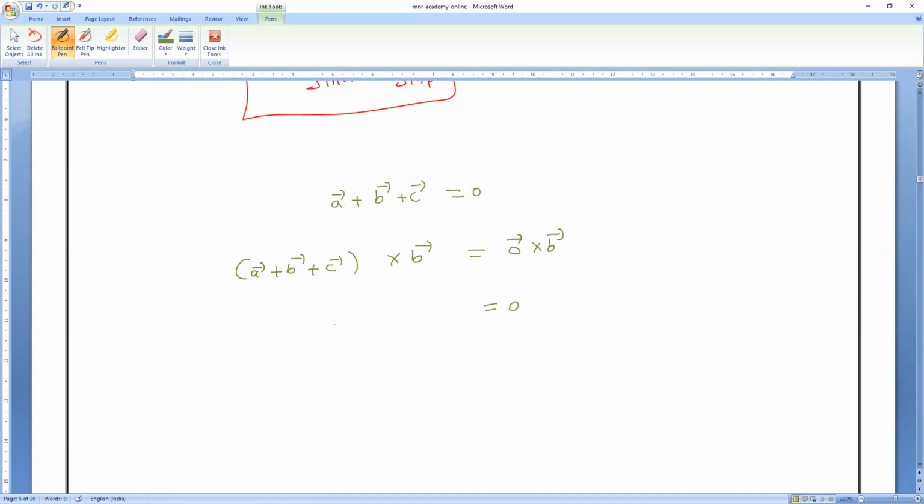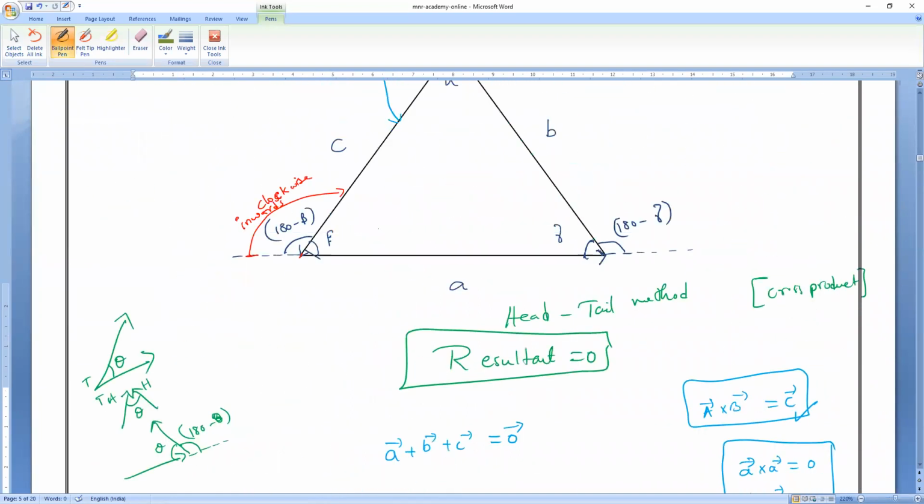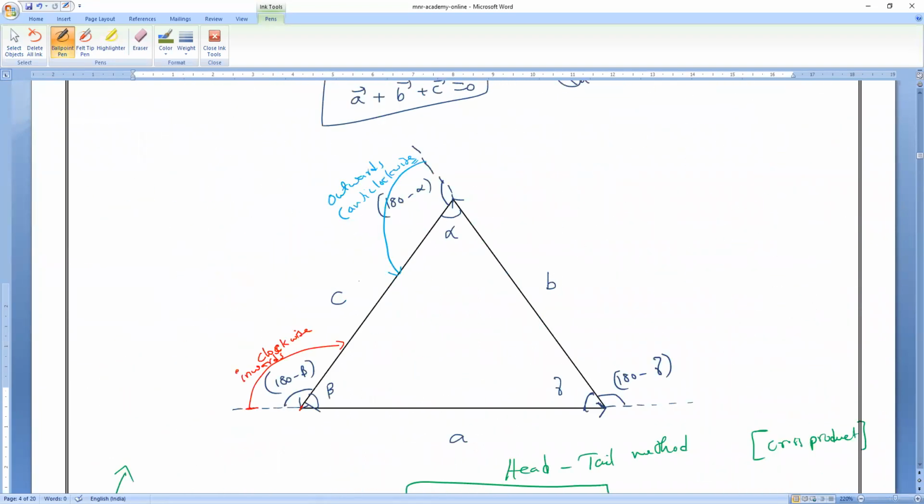Now this one you tell me. A cross B, what will happen? Vector A cross vector B plus vector B cross vector B plus vector C cross vector B. Be very careful, all of you. Now see, if B to C is anti-clockwise, then C to B, what will happen, guys? Now we are going C to B.